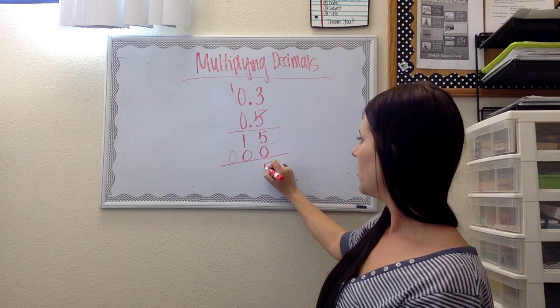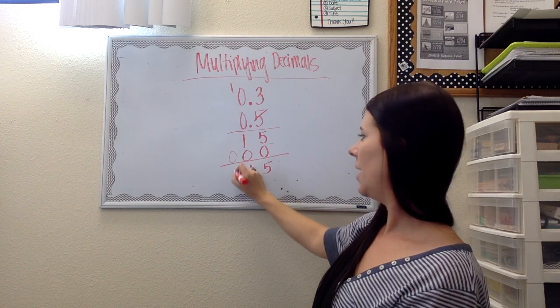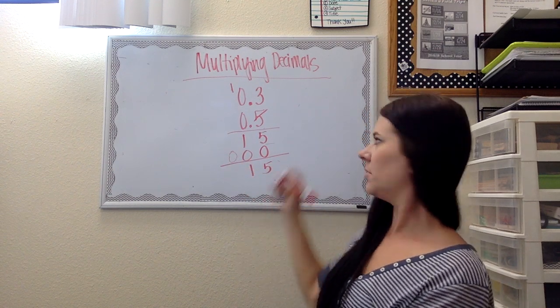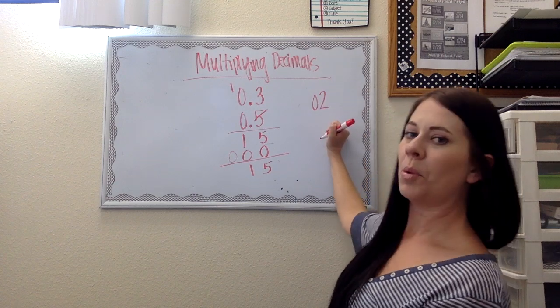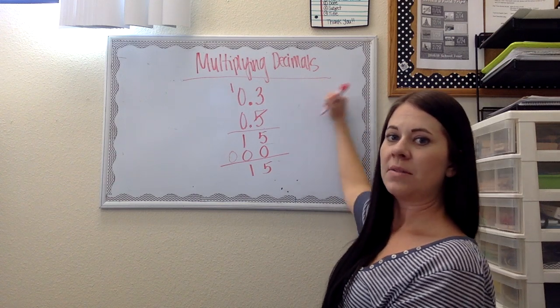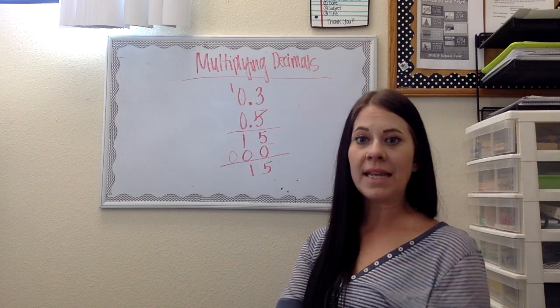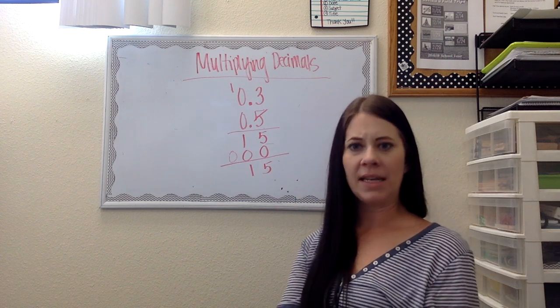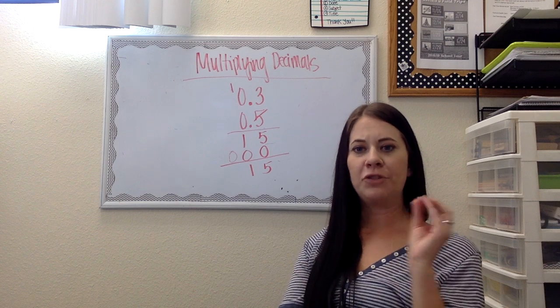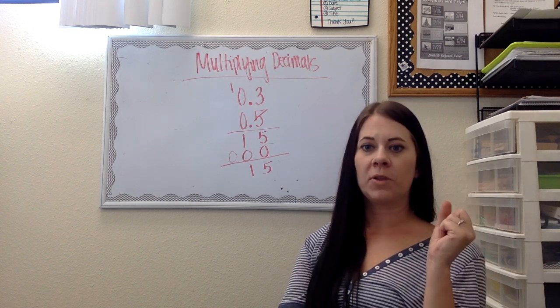I add, and I don't need a 0 in front of any number. Okay, we know this means 2, but we don't write 02. So we're not going to even write that. Now, I have a 15. Do you really think 0.3 times 0.5 is 15? No. So what we have to do is account for the decimals.